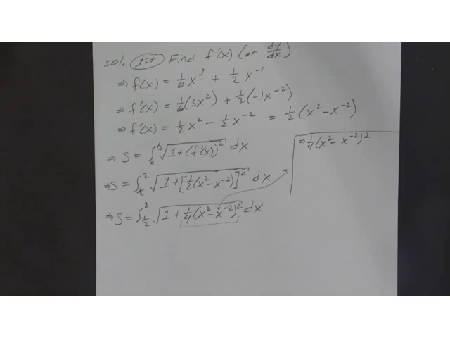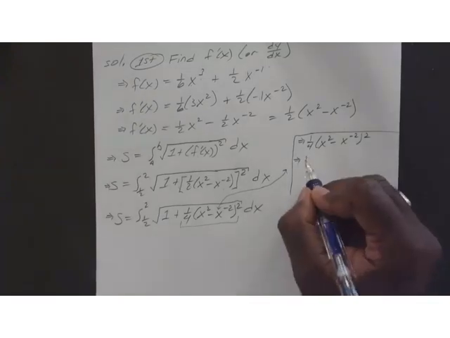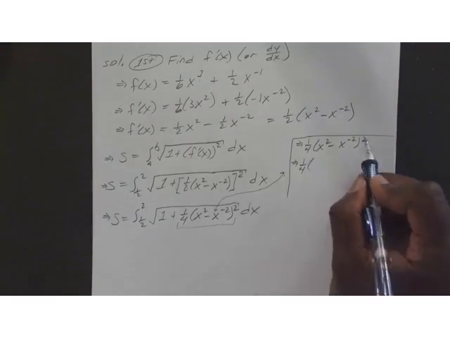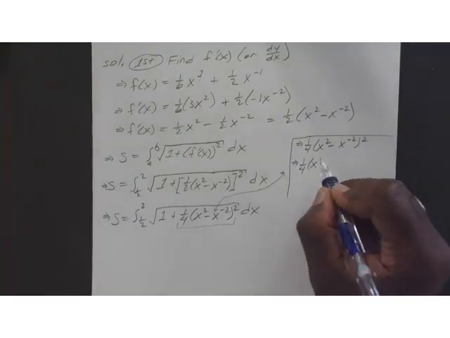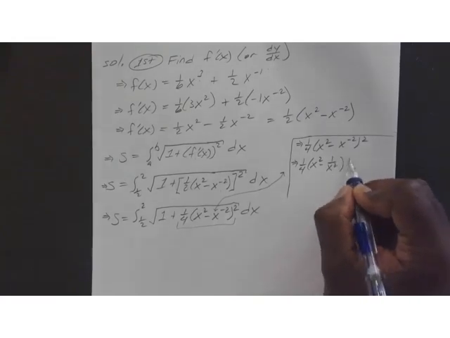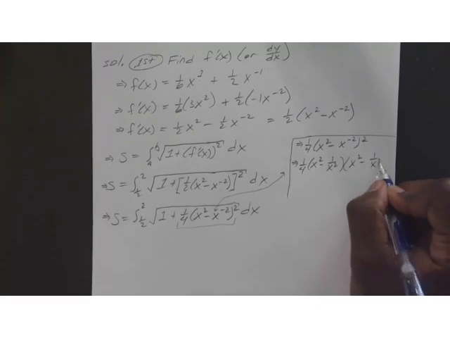Now that x to the negative 2 power, just so it's easier to work with, I'll just rewrite as 1/x squared. But if you wanted to leave it as x to the negative 2 power, you can. So that's 1/4. And since it's squared, we're just going to go ahead and do that in this step. So x squared minus 1/x squared times x squared minus 1/x squared.